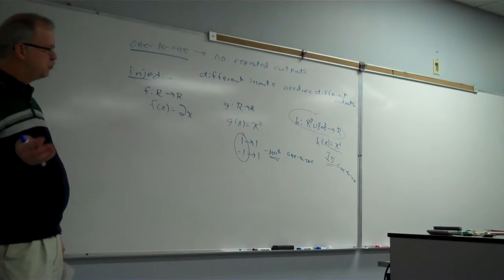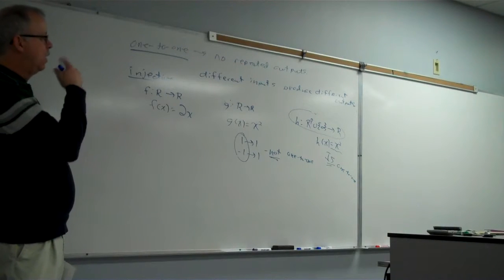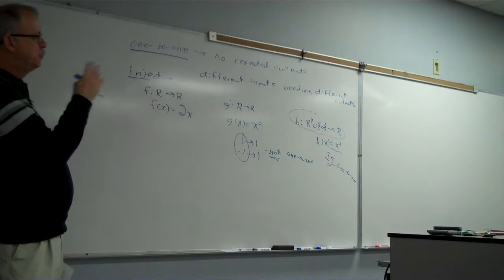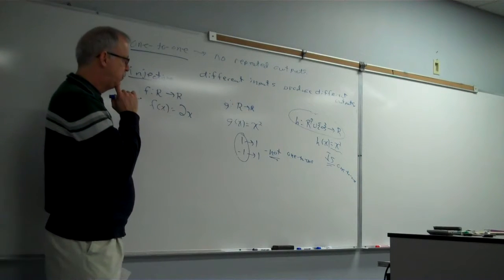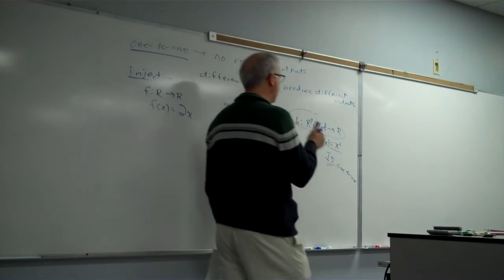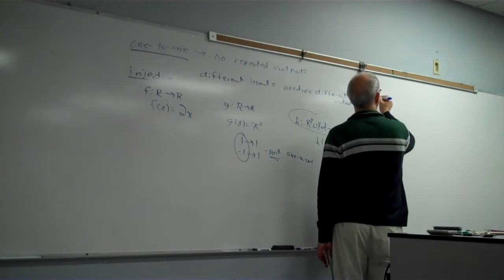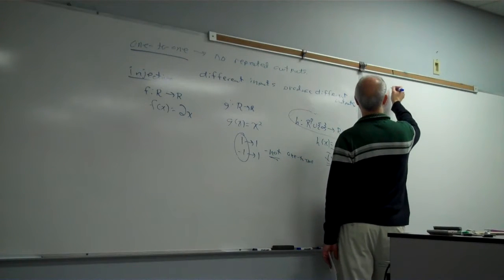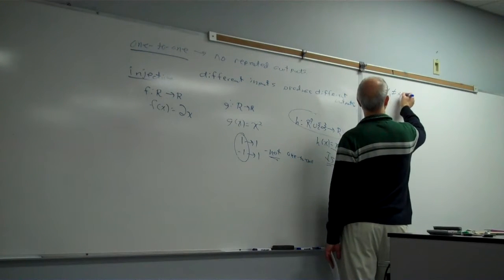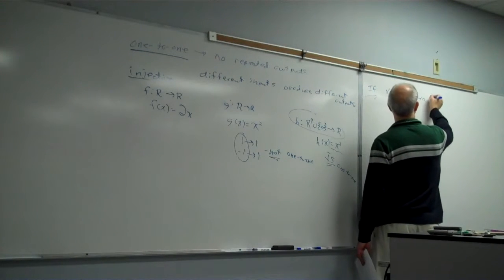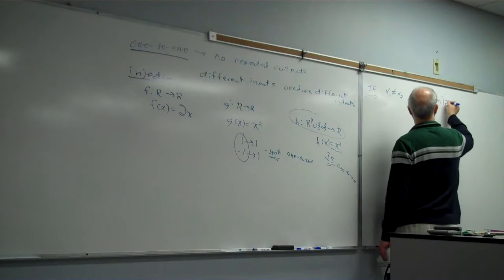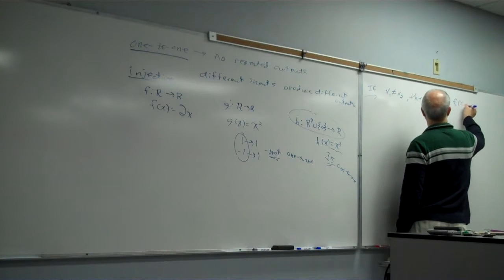Now, as we move to more abstract ideas with functions and 1 to 1, this idea of different inputs produce different outputs really isn't the most helpful one for us to work with. Because essentially this would be, if x1 isn't equal to x2, then f of x1 isn't equal to f of x2.